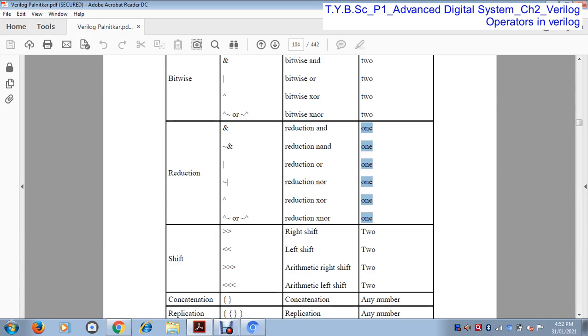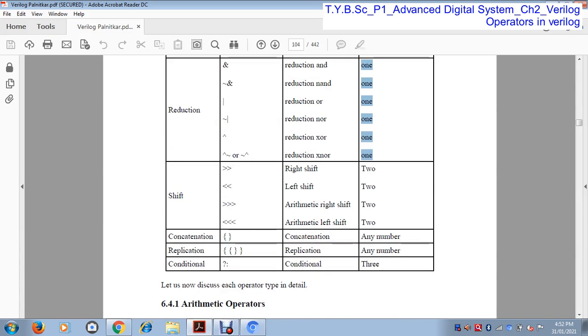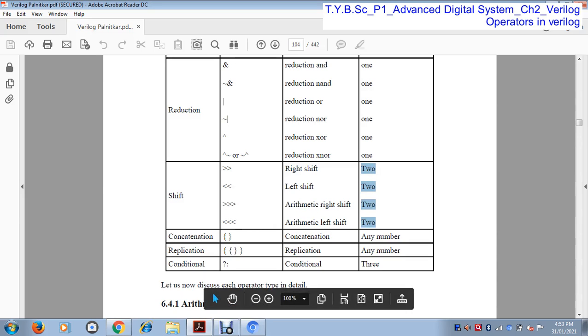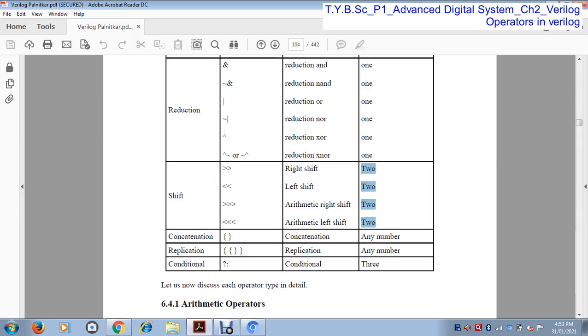Okay. Now the shift operator shifts the data. This is the right shift. This represents left shift. This represents arithmetic right shift, and this represents arithmetic left shift. The shift operator has two operands. Therefore, these operators come in the category of binary operator.